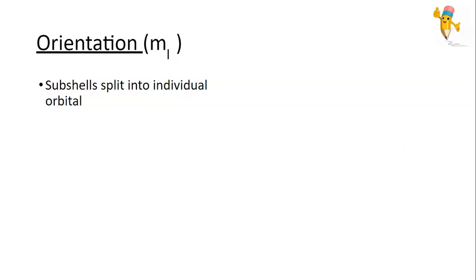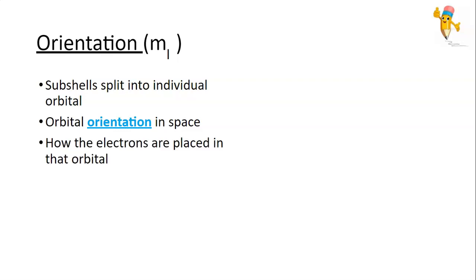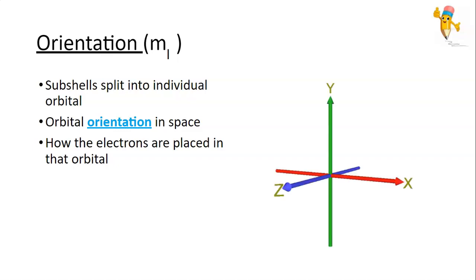Orientation: these shapes are subshells, the S, P, D, F, and they're split into individual orbitals. This is where they're oriented in space, and how they're placed in that specific orbital. All orbitals will only hold 2 electrons, and they have to be facing certain ways and things like that. Here's how it looks, on an XYZ scale.